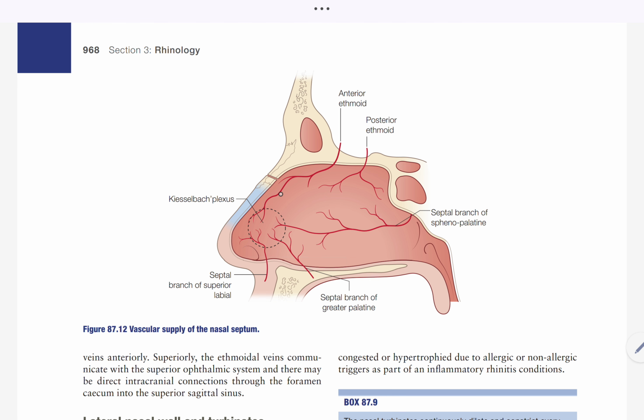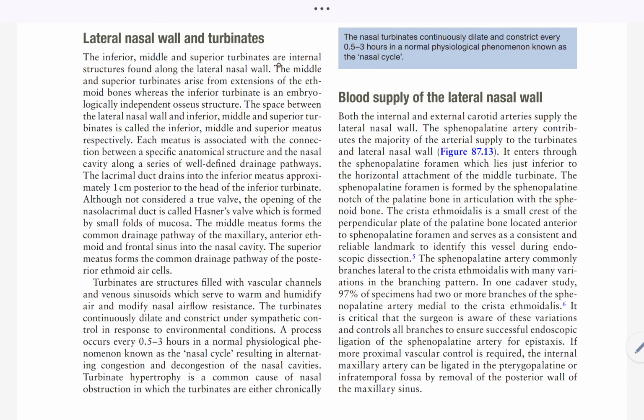Lateral nasal wall and turbinates. The inferior, middle and superior turbinates are internal structures found along the lateral nasal wall. The middle and superior turbinates rise from extensions of the ethmoid bones, whereas the inferior turbinate is an embryologically independent osseous structure. The space between the lateral nasal wall and the inferior, middle and superior turbinate is called the inferior, middle and superior meatus, respectively. Each meatus is associated with a connection between a specific anatomical structure and the nasal cavity along a series of well-defined drainage pathways.